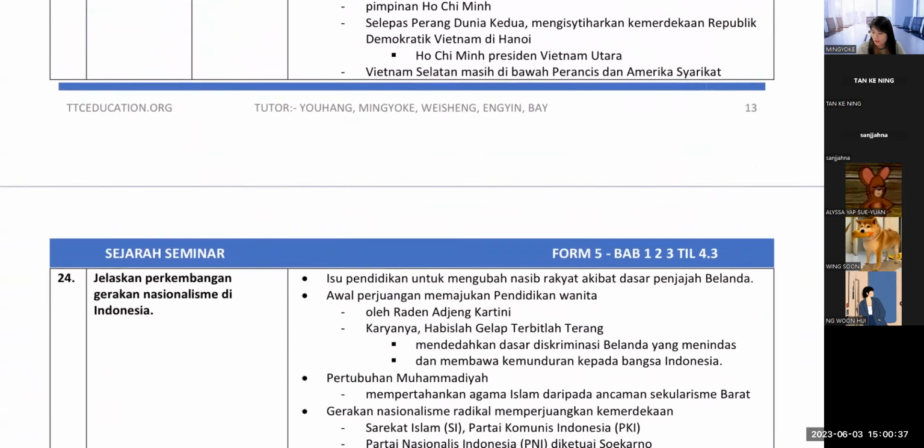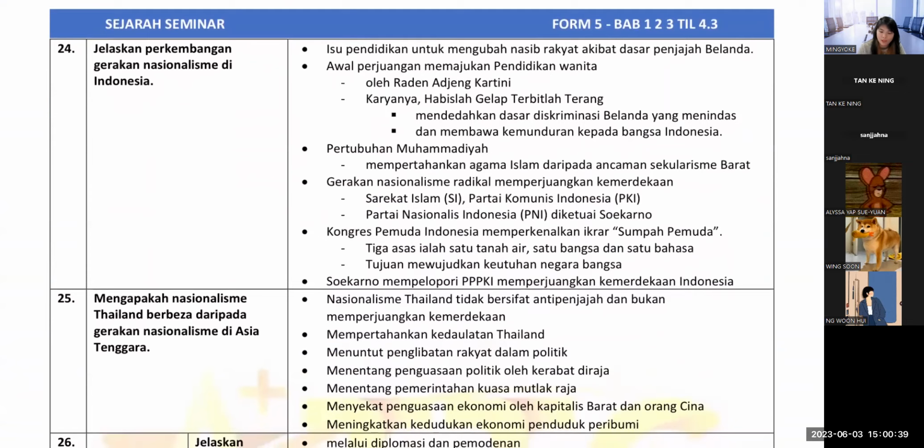Then next to page 14. Then you have perkembangan nasionalisme in Indonesia. Again, this whole thing is 8 marks. But they may separately ask you about what, ask you about Raden Ajeng Kartini wrote a book about dasar diskriminasi Belanda yang menindas and kemunduran kepada bangsa Indonesia, like that.